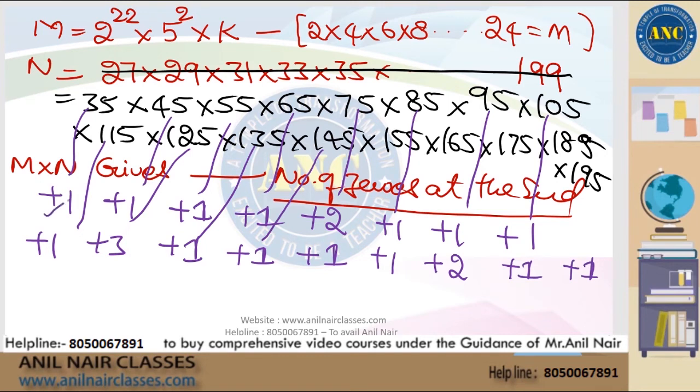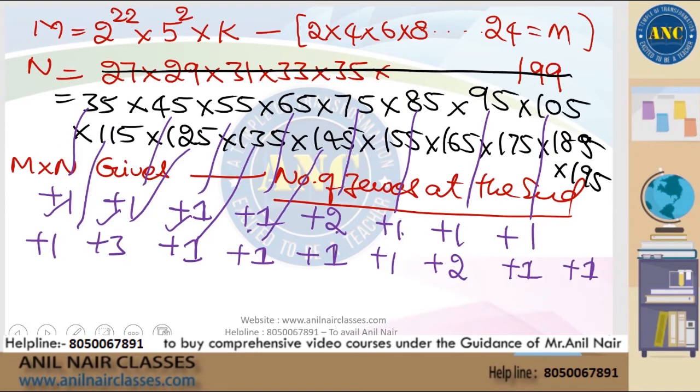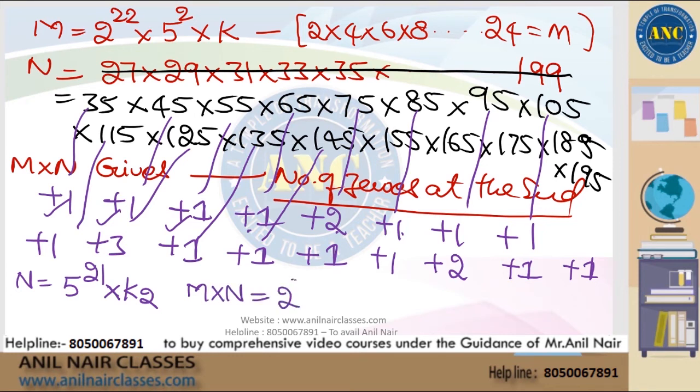So how many did I get? 1, 2, 3, 4, 6, 7, 8, 9, 10, 13, 14, 15, 16, 17, 19, 21. N is nothing but 5 power 21 into K2. M into N I require. M is nothing but 2 power 22 into 5 power 2 into K, into 5 power 21 into K2.